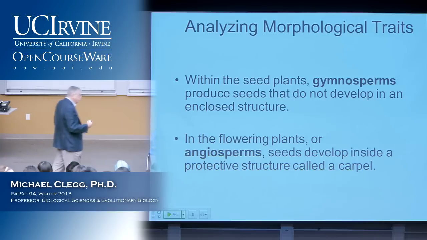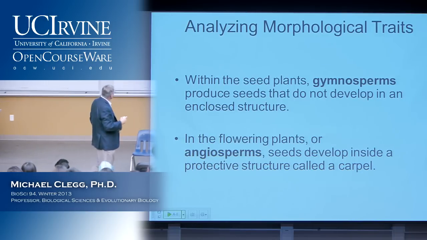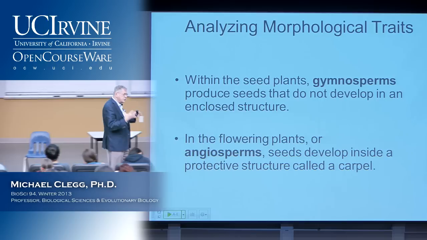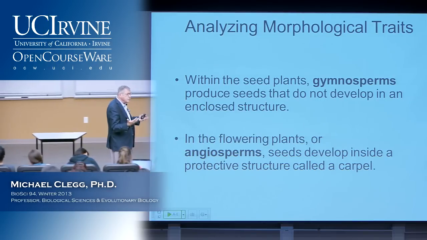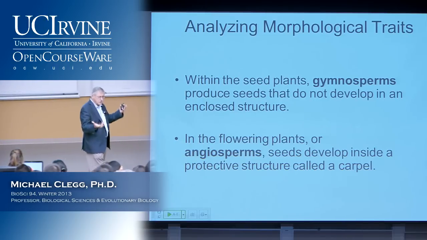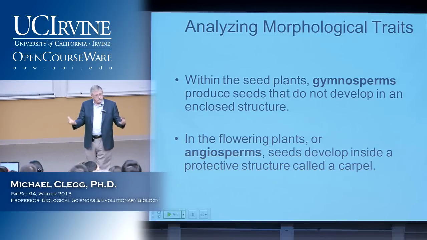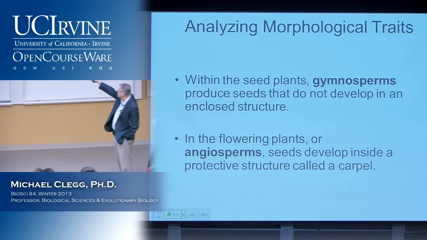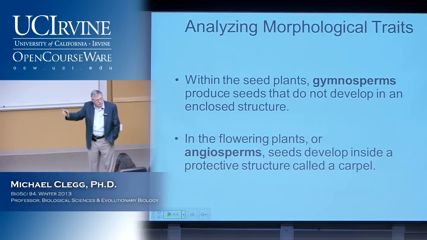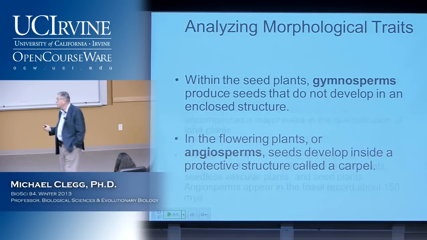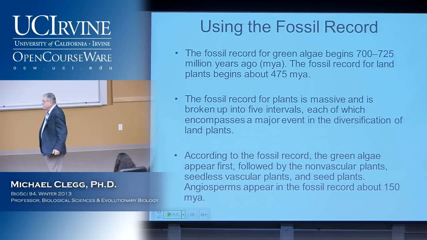The gymnosperm produces seeds, but the seeds do not develop in an enclosed structure. Gymnosperm means naked seed, okay? The angiosperms, on the other hand, the seeds develop in a protective structure called a carpel. So that's the key difference between gymnosperms and angiosperms.